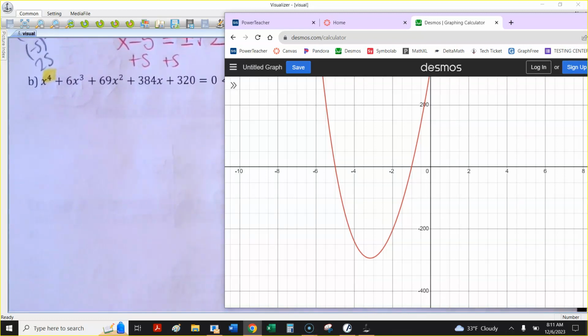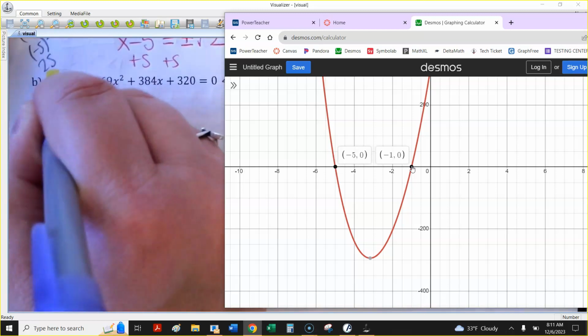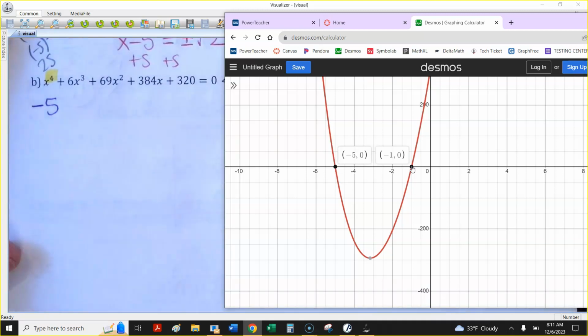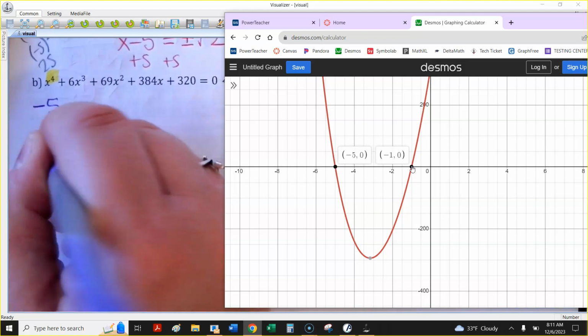Now, if I look at this, I automatically know I'm supposed to have 4 answers. How many answers can I see on this graph? 2. So that means the other 2 have to be imaginary. Okay, so I think both of these are nice numbers. So we're just going to grab those 2 nice numbers off the graph, but in this case, my other 2 answers are going to be imaginary. Okay, so we got -5 and -1.